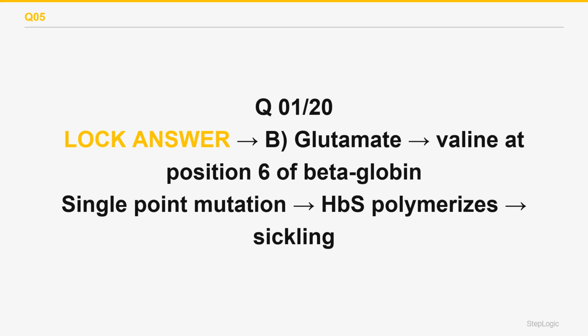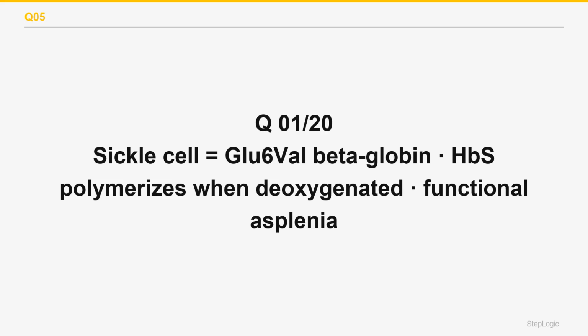Choice A, alpha globin deletion, is alpha thalassemia. Choice C, absent beta globin, is beta thalassemia. Choice D, spectrin defect, is hereditary spherocytosis. The glutamate to valine substitution at beta 6 is the defining lesion of sickle cell. Howell-Jolly bodies plus asplenia raise infection risk from encapsulated organisms.